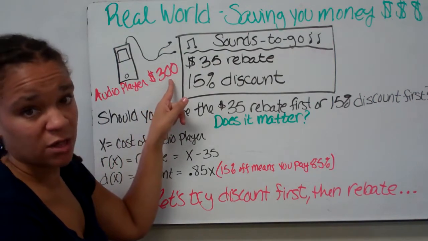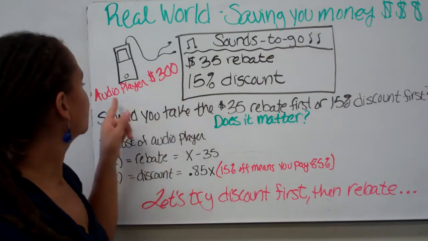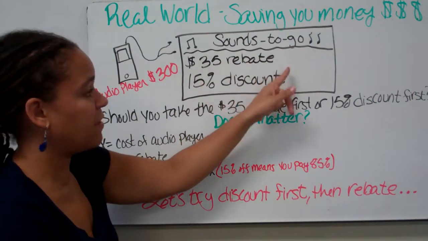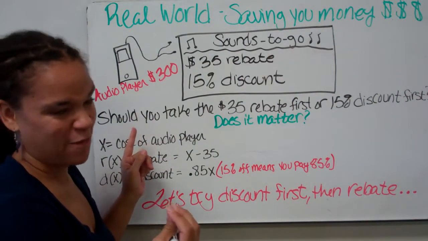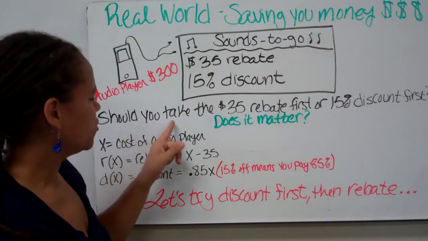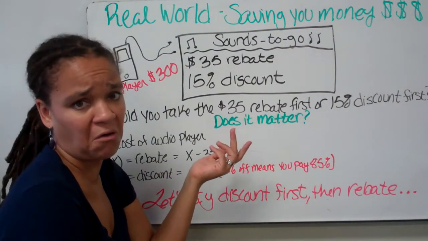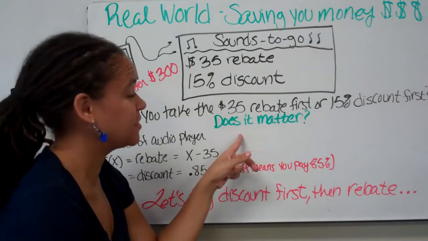And it costs $300. This is one of those really nice ones that does everything, like makes your coffee as well. And you go in and they're like, hey, we have a sale, it's great. And you're thinking, well, if you're in the math brain, you're saying, should you take the $35 rebate first or the 15% discount first? I don't know. Or does it even matter?